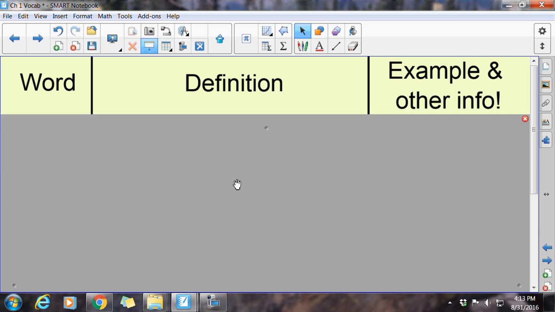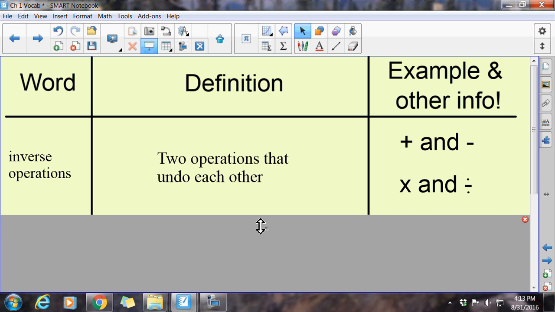Inverse operation. Inverse operations are two operations that undo each other. Examples over here: adding and subtracting are inverse operations. Inverse means upside down, means the opposite, okay? Multiplying and dividing are inverse operations. These are important to know when you're solving equations because you have to know what the original operation is, and then to solve it, you do the inverse operation.